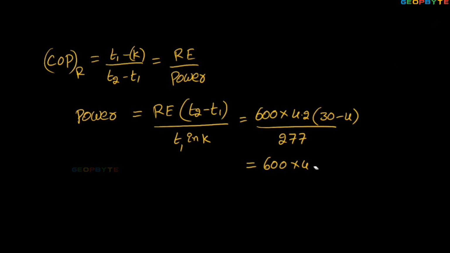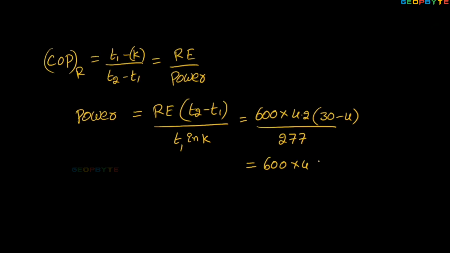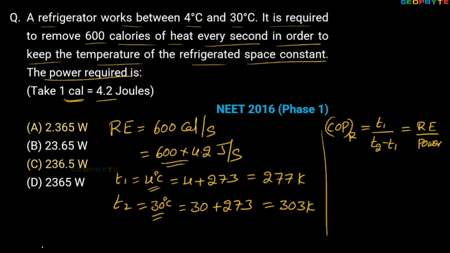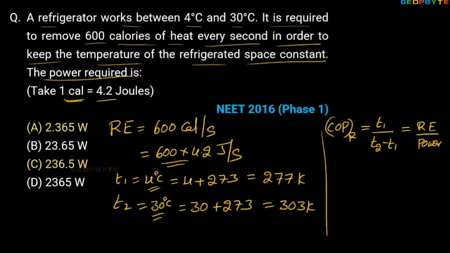Is it 4.2 or 4.187? Let's see. 4.2 only. 4.2 into 26 divided by 277. You simplify this value to get 236.5 joule per second or watt. That is the answer. So look at option C. Option C is absolutely correct. Understood clearly? Are you following clearly?